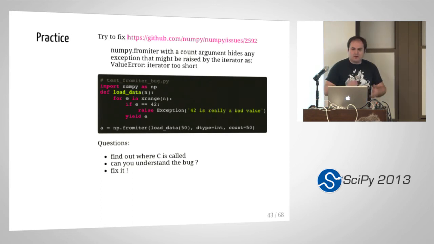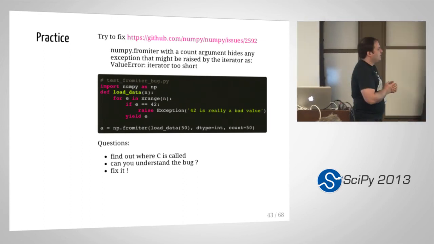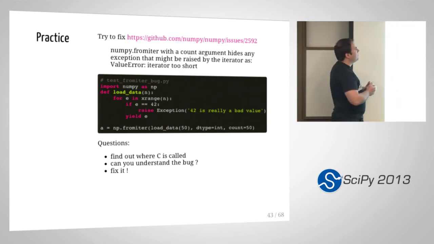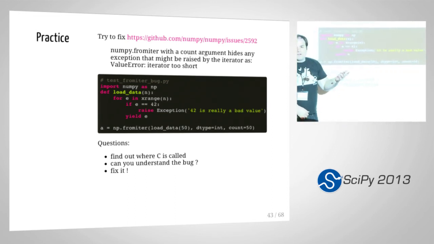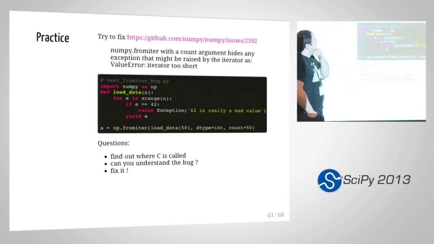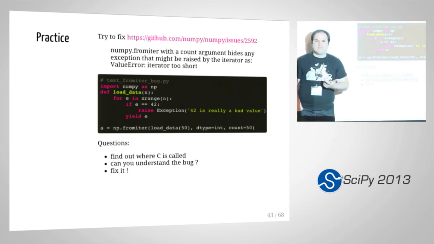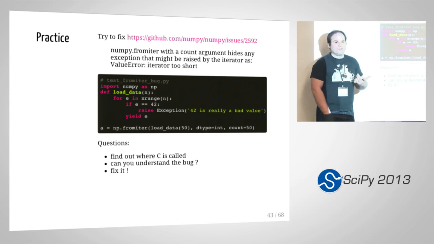OK. So before giving back the mic to Stefan, there's a small exercise, which is actually a useful one. There's a NumPy bug here. It's still a bug in NumPy today. And basically the exercise is, I ask you to fix it, because I know the bug is pretty easy to fix.